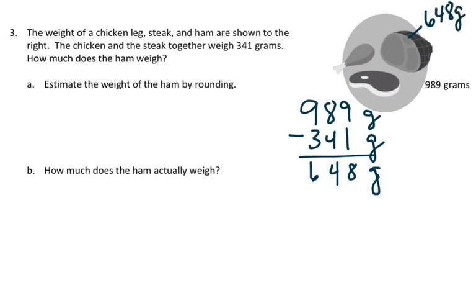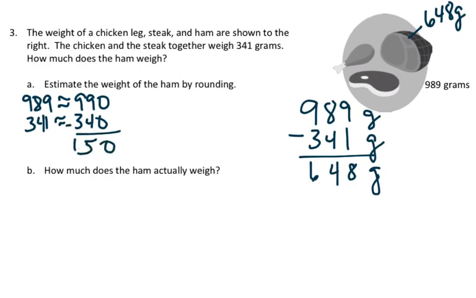All right, so A says estimate the weight of the ham by rounding. Okay, so let's take a look at our original numbers, 989, and I'm going to round to the nearest 10 and say 990. And the weight of the steak and the chicken together was 341, and I'm going to round that to the nearest 10 for 340. And let's find the difference between that. So the ham weighs about 650 grams, okay?